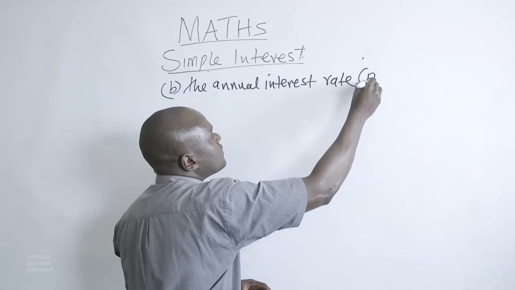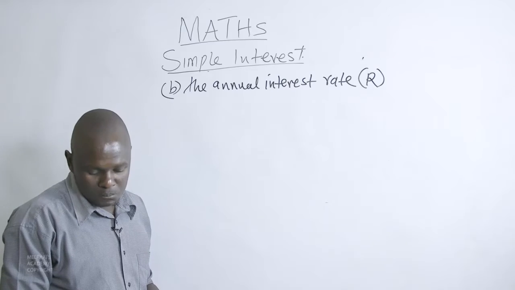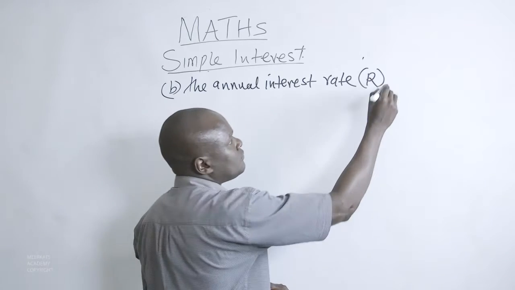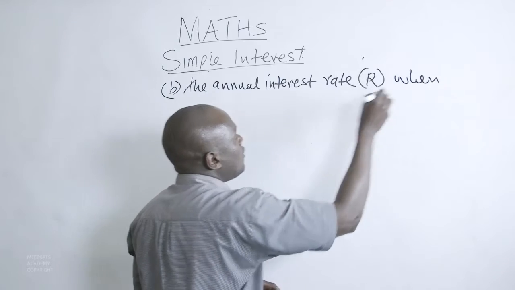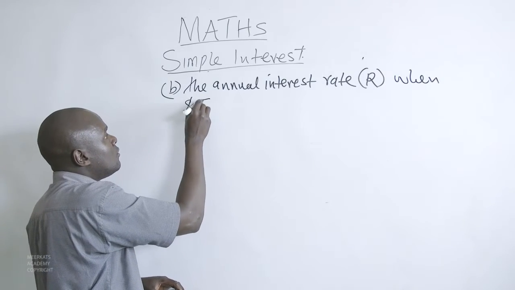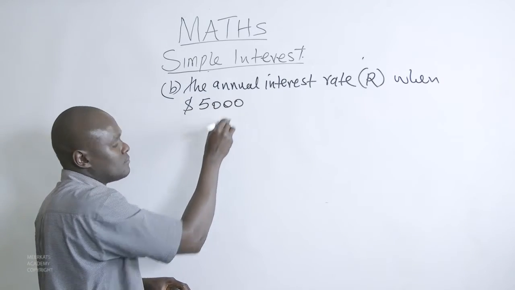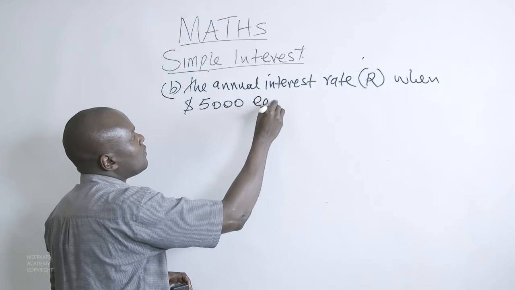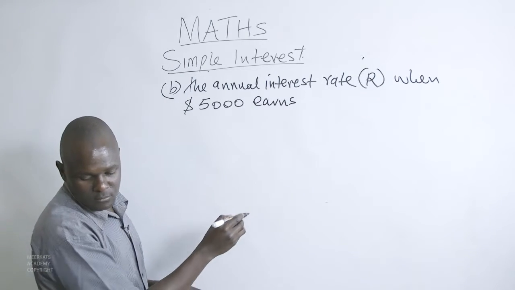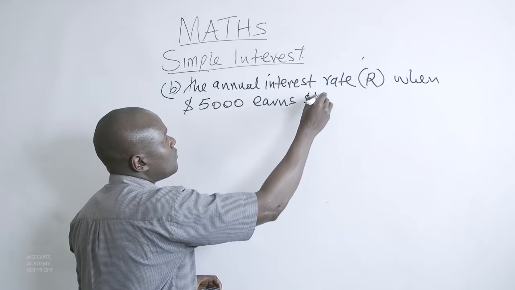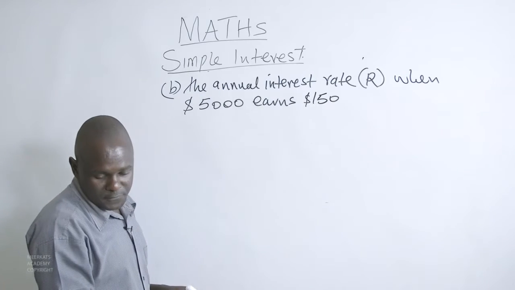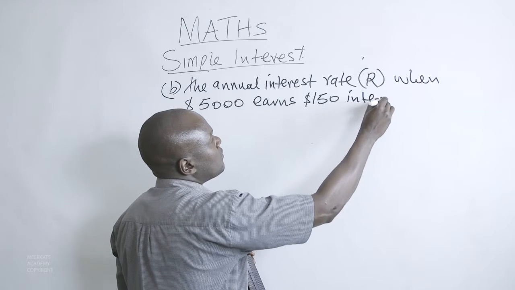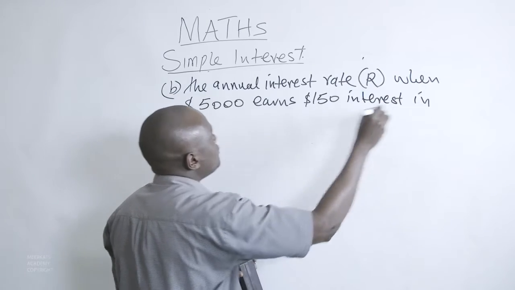The annual interest rate when $5,000 earns $150 interest in 2 years.